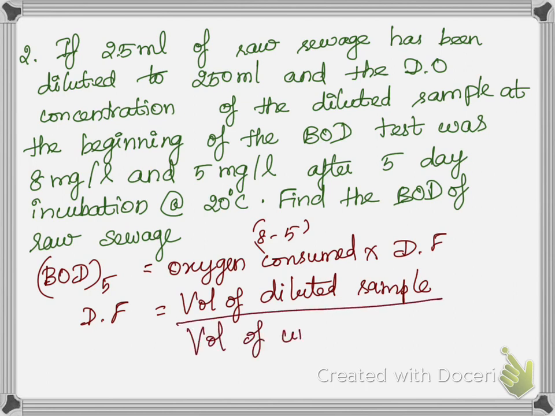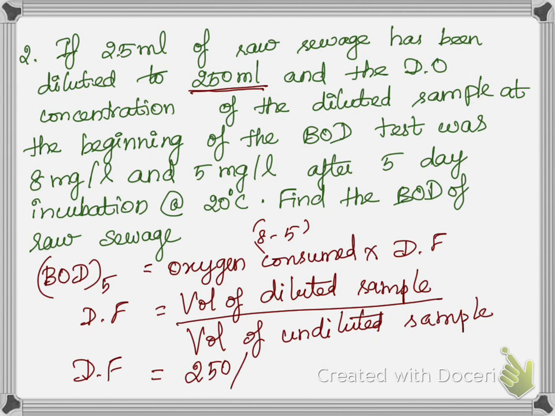Okay, so this is going to be the formula for your dilution factor. If you see here, diluted sample means you can see that 250 ml. So the raw sewage has been diluted to 250 ml. So volume of diluted sample will be 250, and volume of undiluted sample, you can see that 2.5 ml of raw sewage. So 2.5 is going to be the undiluted sample.